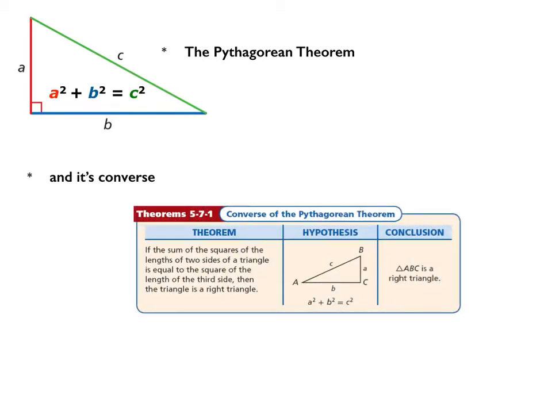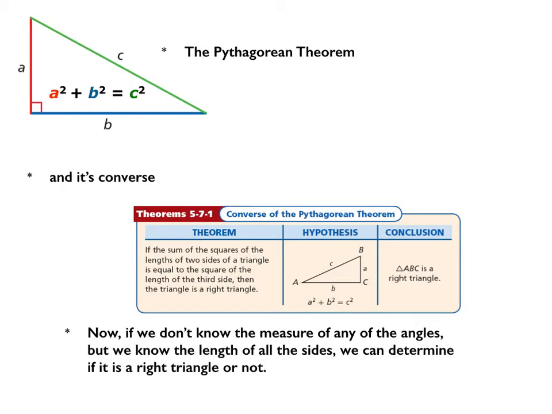The converse just tells us that supposing we don't know if it's a right angle or not, we might not know any of the measures of the angles, but we might be given all the sides. We can plug those values into the Pythagorean theorem equation, and if it evaluates to a true equality, then we can conclude that the triangle is a right triangle.